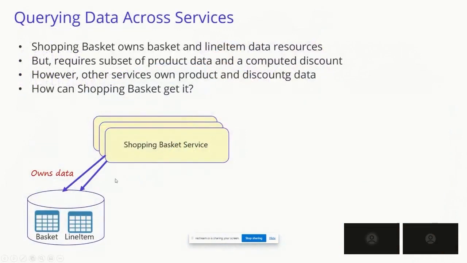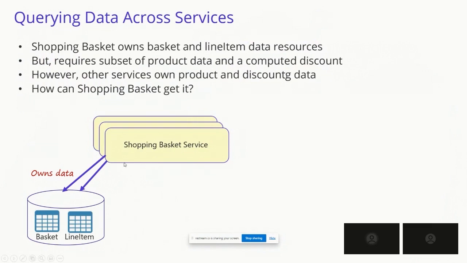So here's an example. Let's think about the shopping basket service. What does it own? Its data store is pretty much the system of record for shopping basket data, and probably line item data. It owns that data. But you know what? Here's the problem.